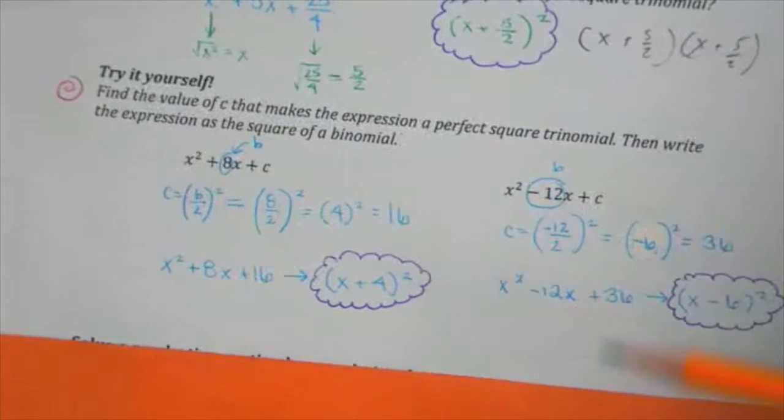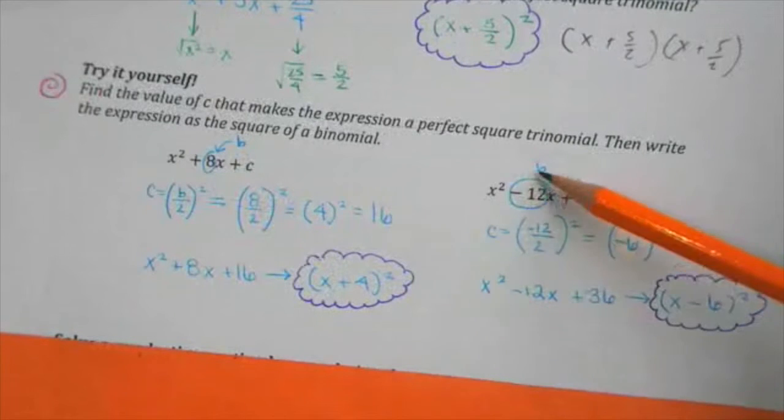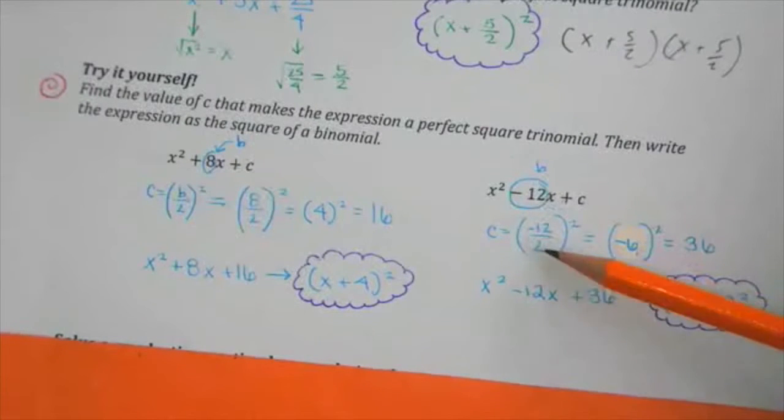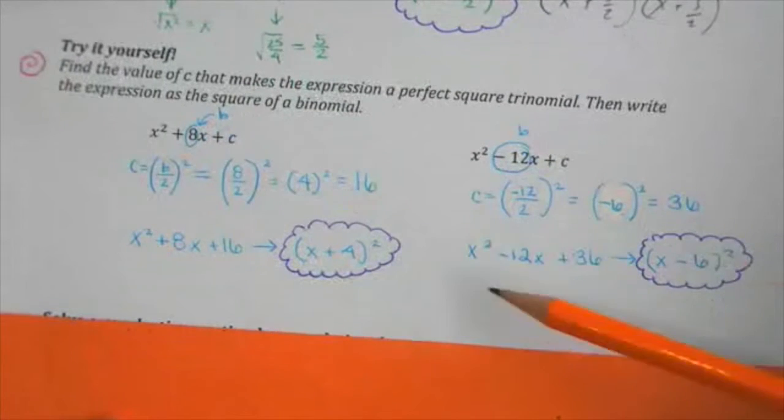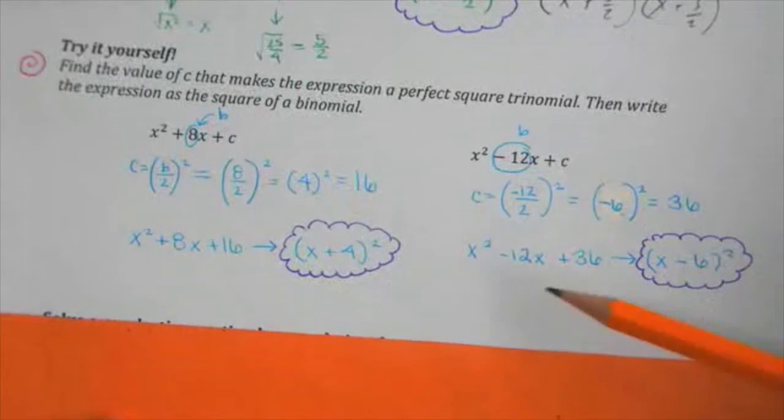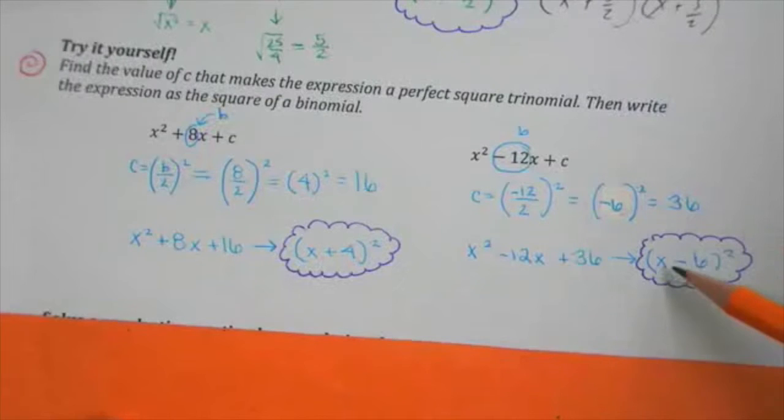Alright, for example number 2, your b is negative 12. Negative 12 over 2 is going to give you a negative 6. Squared is going to give you a 36. So your trinomial should be x squared minus 12x plus 36. And then to factor that out, you would get x minus 6 squared.